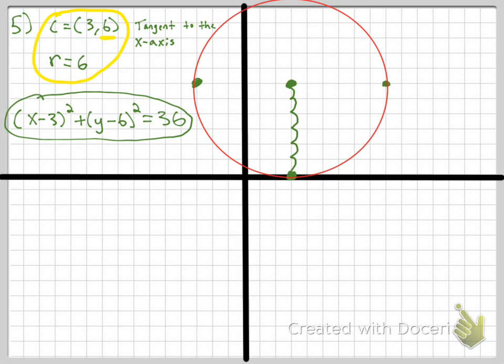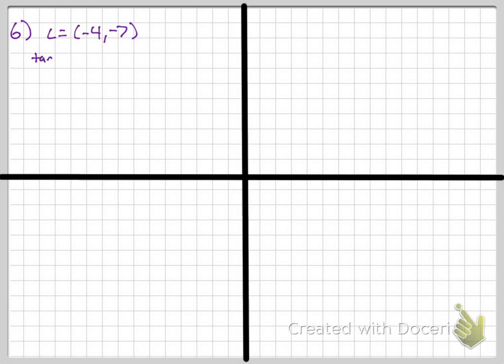I drew this circle out. I just want to show it to you visually. You do not have to do that. That is not a requirement, okay? Number 6. My center's at (-4, -7). And it is tangent to the line x = 2.